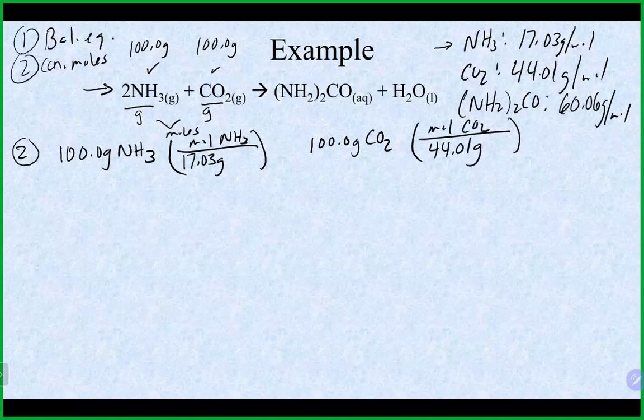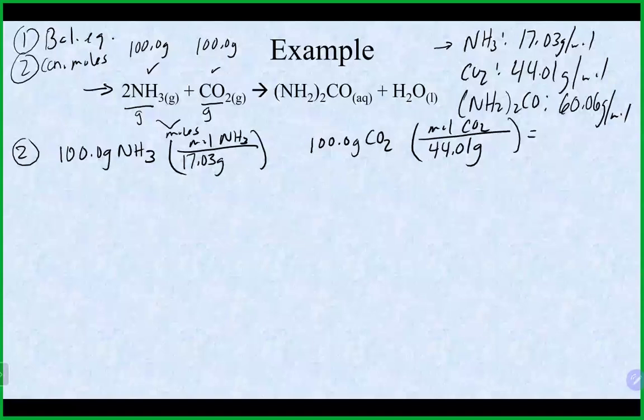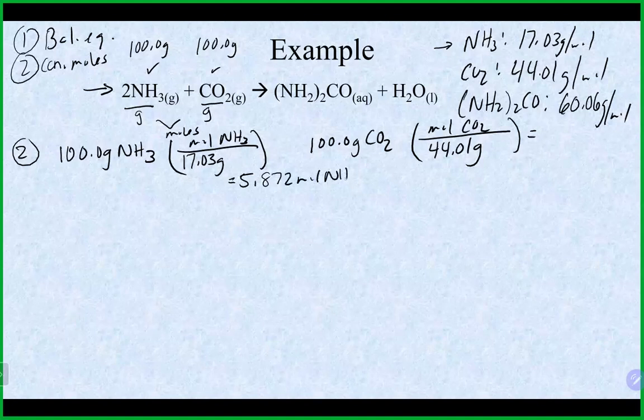per mole of CO2. And if we do that there, we will end up with 100 divided by 17.03, going to give us 5.872 moles of NH3. We're going to take the 100 and divide it by 44.01, which will give us 2.272 moles of CO2. Once again, a reminder, it might help you just to label these guys as your starting amount so you can kind of keep everything straight.